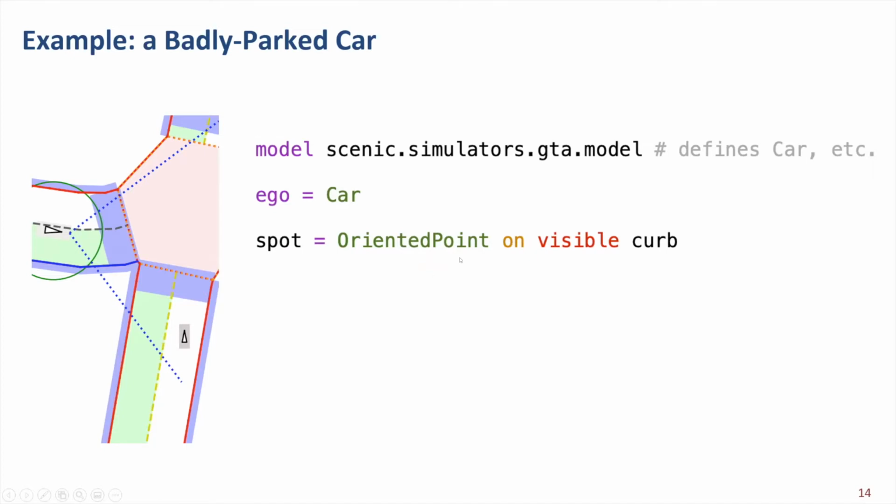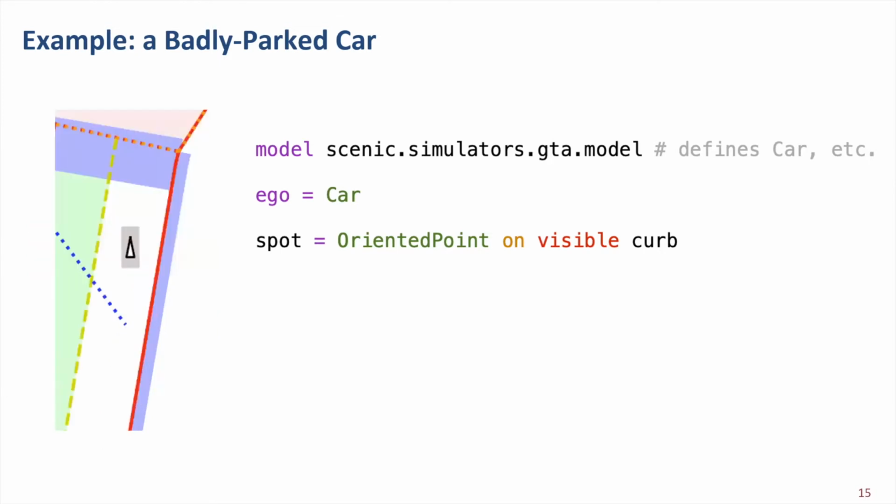By default, these objects have default distributions. In this case, it's a default uniform random distribution. These can be changed by the programmer, of course. So what's really going on is you do some geometry, you take the intersection of the view cone with the visible curb, you compute the black region, you then sample uniformly at random a point, and that becomes the value of spot.